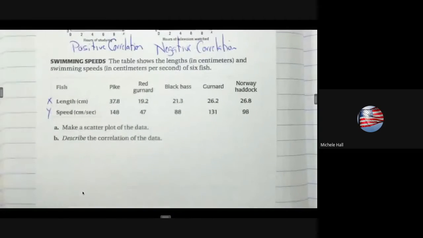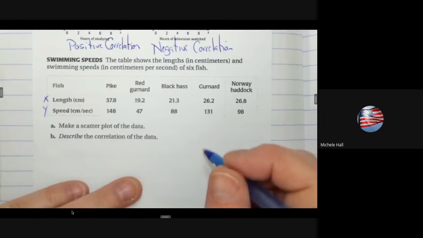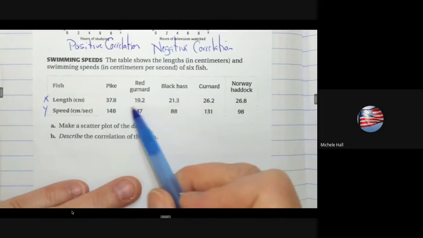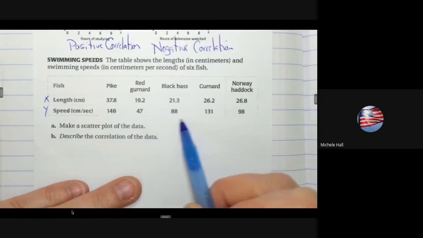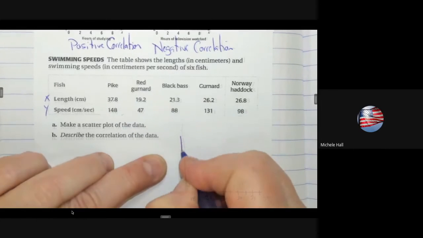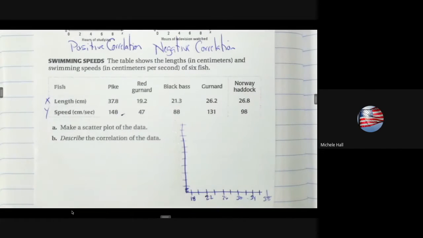Swimming speeds. The table shows the lengths in centimeters and the swimming speeds in centimeters per second of 6 fish. Make a scatter plot of the data. Here's my X, here's my Y. All right, our X's are all positive, our Y's are all positive. All right, that looks better. And what are we going by from 40, 50 to 150?